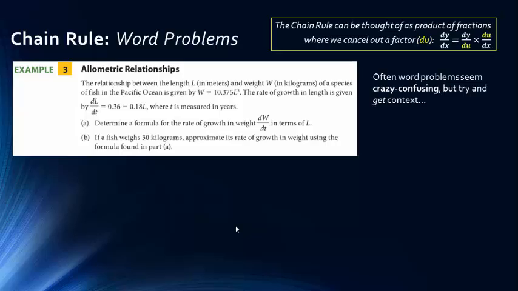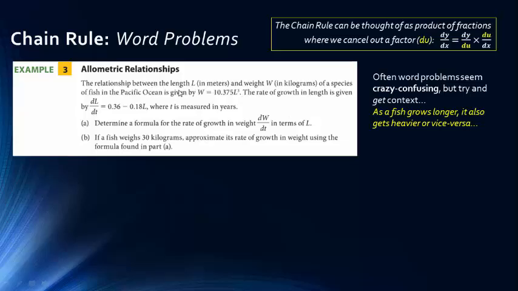The rate of growth in length is given by dL/dt equals 0.36 minus 0.18 L, where t is measured in years. Determine a formula for the rate of growth in weight, dW/dt, in terms of L. And if a fish weighs 30 kilograms, approximate its rate of growth in weight using the formula found in Part A. But notice all this is saying is that as a fish grows longer, it's getting heavier or vice versa.